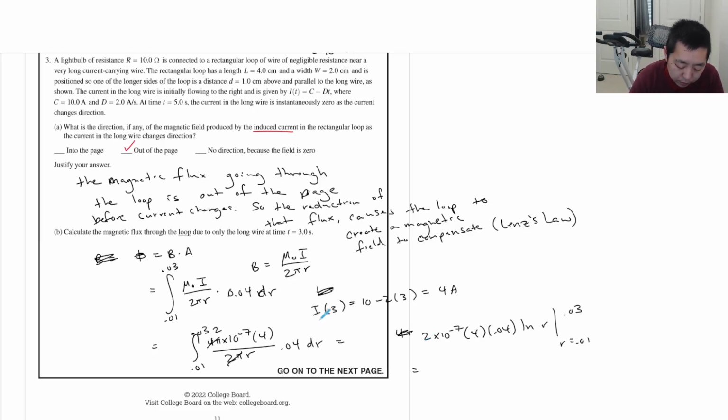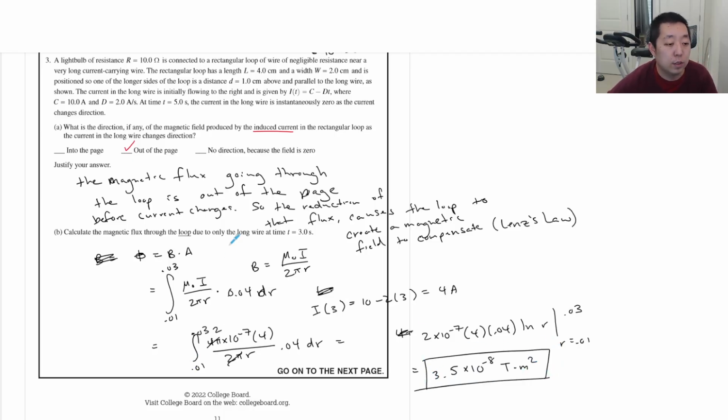Oops. Typed that in my calculator wrong. No, it's supposed to be ln. 2 pi e negative 7 times 4, 0.04 ln, yeah. And times, it's a really tiny number, which is pretty normal to be expected. So let's say it's 3.5 times 10 to the minus 8. What do they use? A Tesla meters squared or something like that? You could have done centimeters squared if you had just done it with centimeters, but I prefer to do everything in meters.